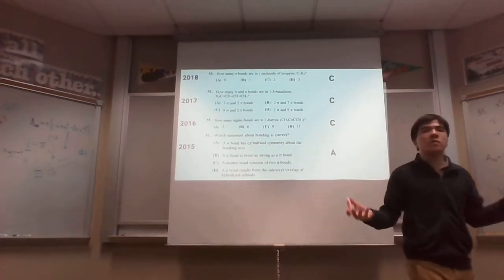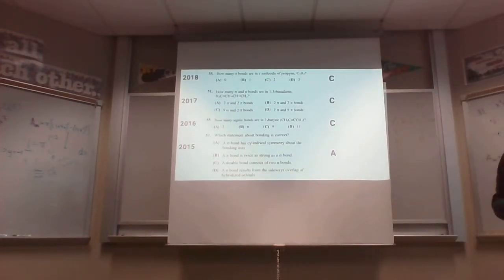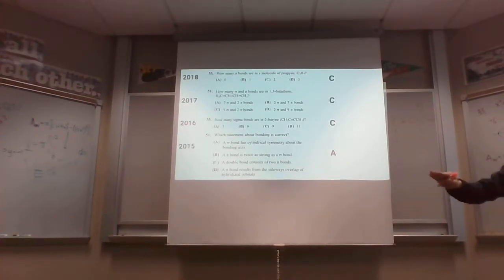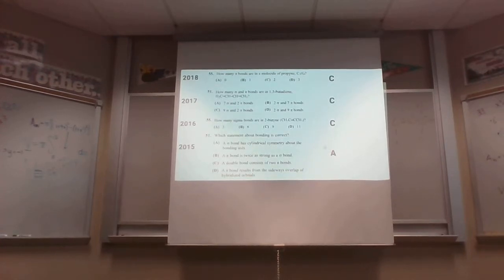So you just write out the molecule if you want, and then just count the number of bonds. First bonds are sigma. All additions are pi. So if you have a triple bond, 1 sigma bond, 2 pi bonds. So that's how it works.